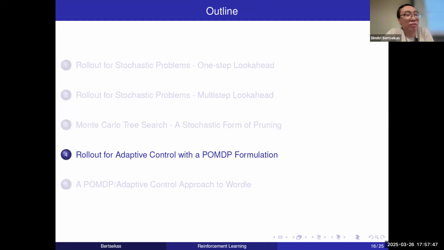Now we're going to focus on a different type of problem, which is the adaptive control problem, where we formulate it as a POMDP problem. And then we're going to introduce the rollout methodology to address this type of problem. And after that, we're going to demonstrate how this method can be applied to solve a type of puzzle called Wordle that we have touched upon earlier.